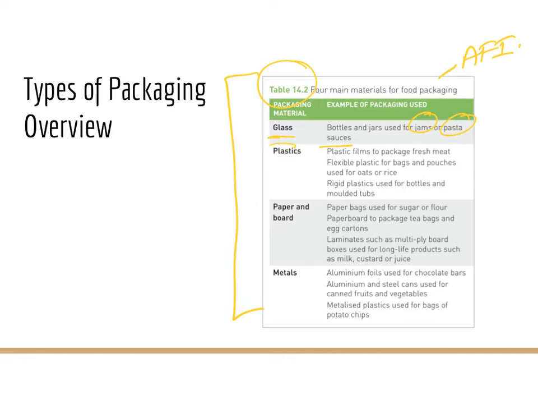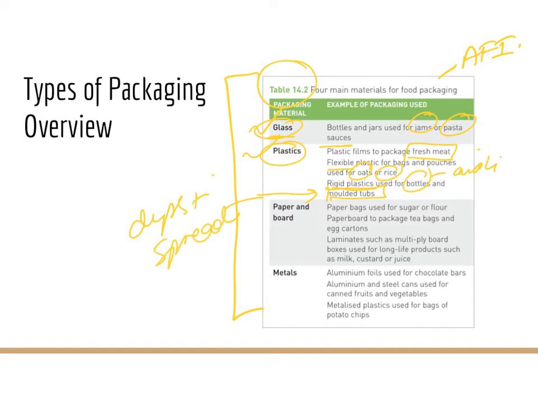The second type of packaging is plastic. So plastic is basically used for a multitude of products. If you think about fresh meat products like salami or trays of chicken breast or mince, flexible packaging is used for things like oats or rice, and rigid plastic packaging is used for things such as plastic bottles. It might be for aioli sauce, or it might be for mayonnaise, as well as molded tubs. So if you think about things like cream cheese tubs or little dips and spreads that would be in a plastic molded tub.